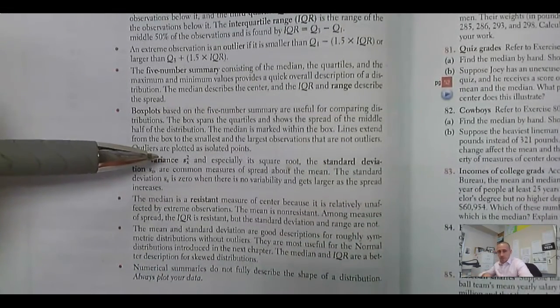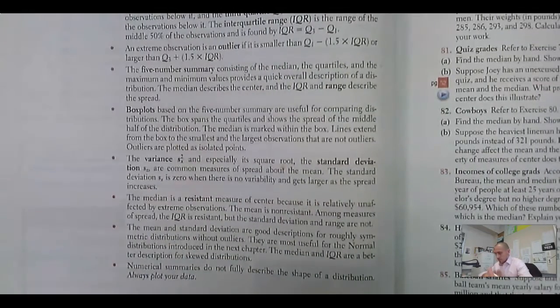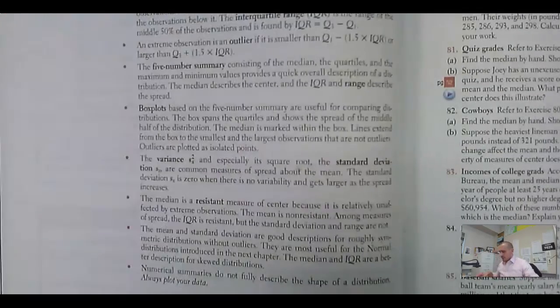Variance is something that came up later on in the year. The standard deviation squared is the variance. So that's still a measure of variability. We talked about being resistant. And there's one thing I didn't really cover that I want to go back and cover.